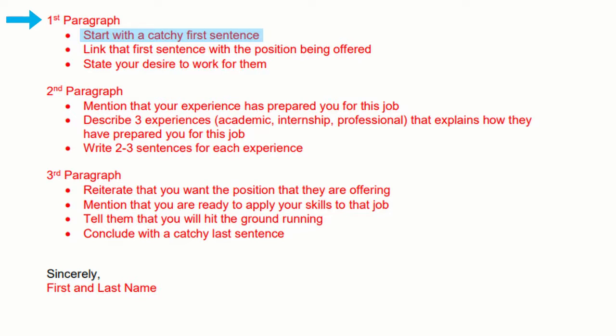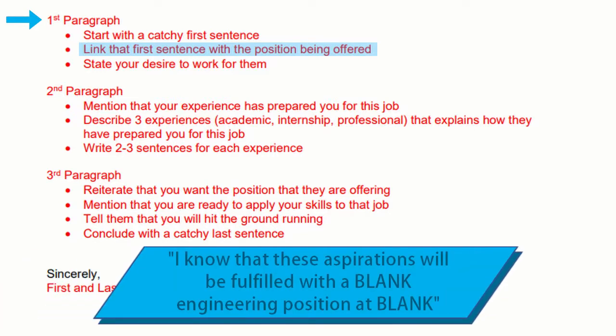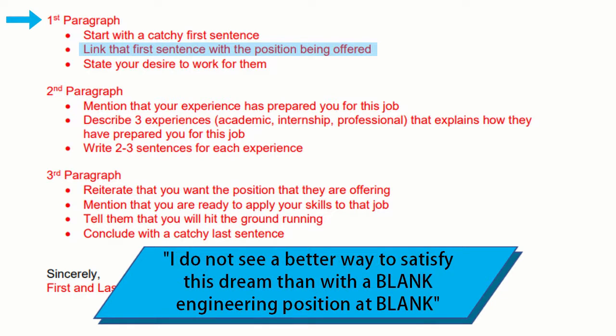Once you have that, continue the paragraph with the second sentence that links that thought in your first sentence with the job title and company that you are applying for. And since you don't know which job and company this will be, just keep those parts blank for now. If it was me, I could say something like, I know that these aspirations will be fulfilled with the blank engineering position at blank. Or, I do not see a better way to satisfy this dream than with a blank engineering position at blank.